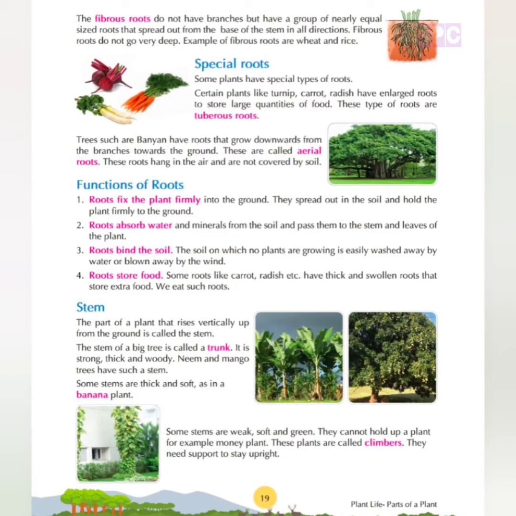The fibrous roots do not have branches but have a group of nearly equal sized roots that spread out from the base of the stem in all directions. Fibrous roots do not go very deep. Examples of fibrous roots are wheat and rice.